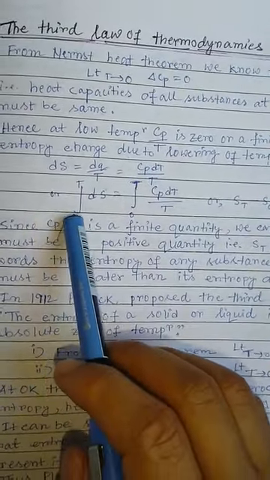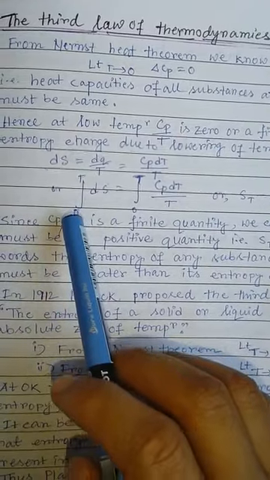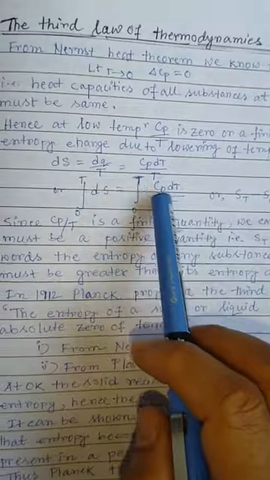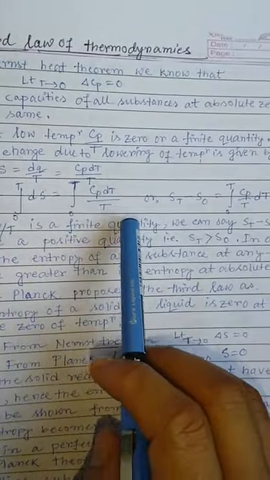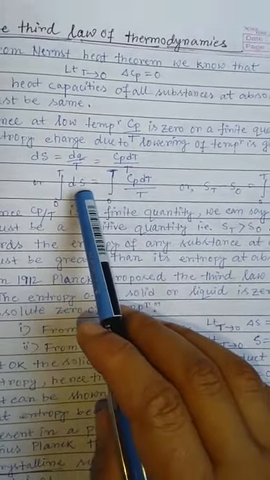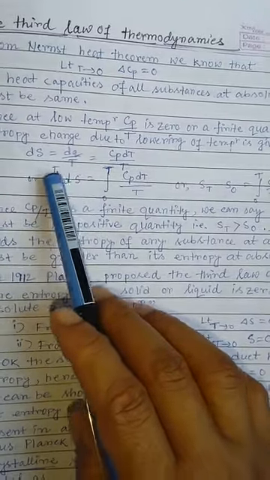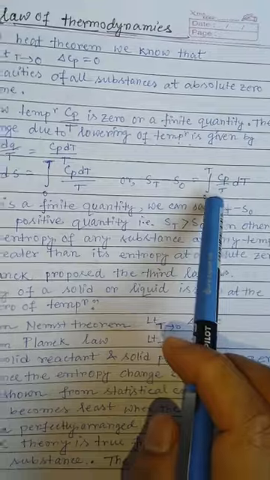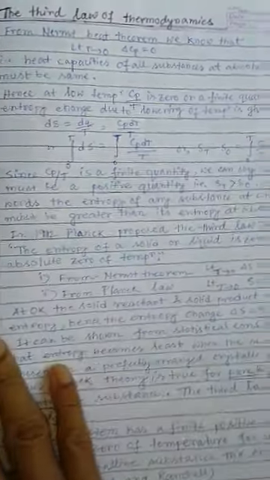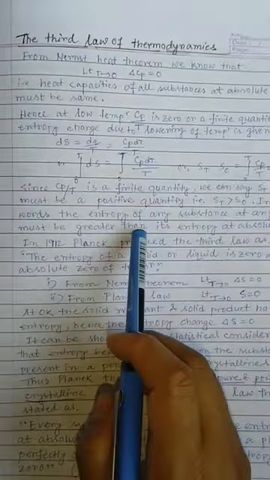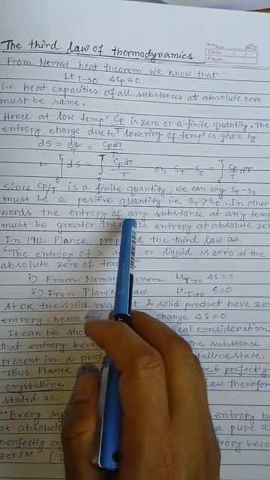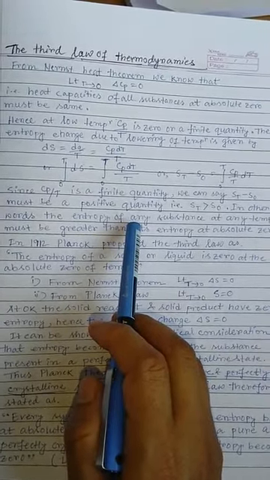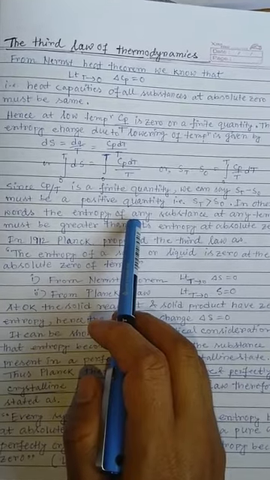If I integrate this equation from the temperature limit of 0 to T, then integral 0 to T dS equal to integral 0 to T Cp dT by T, and this simply gives you S. If you put the limit values, then S_T minus S_0 equal to integral 0 to T Cp by T into dT. Since Cp by T is a finite quantity, meaning either 0 or some finite positive quantity, we can say that S_T minus S_0 must be a positive quantity.